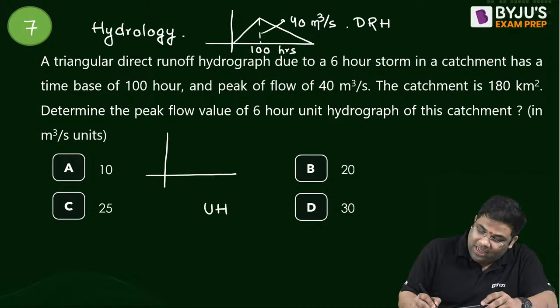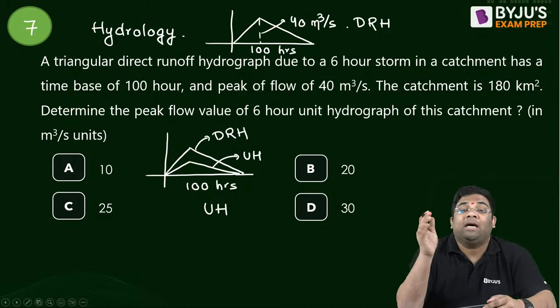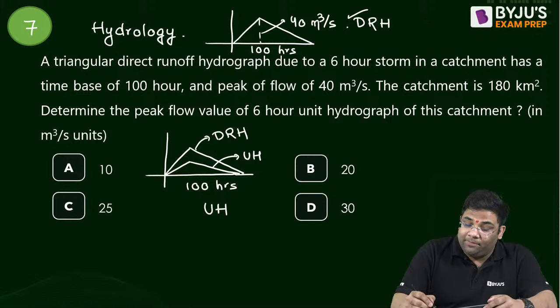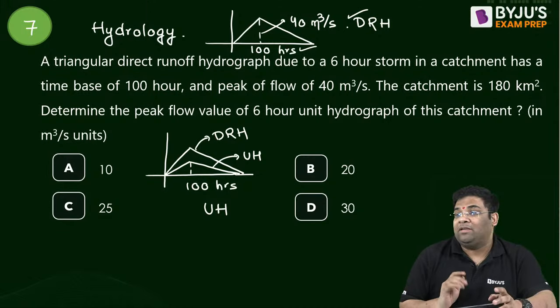For unit hydrograph, what will happen? The base will be same, 100 hours, but the peak flow will vary. Suppose this is your unit hydrograph and this will be your DRH, right? How do you get the DRH? DRH equals the unit hydrograph into the excess rainfall, right? So this data is given to give the base hours. So this peak of the unit hydrograph is asked.